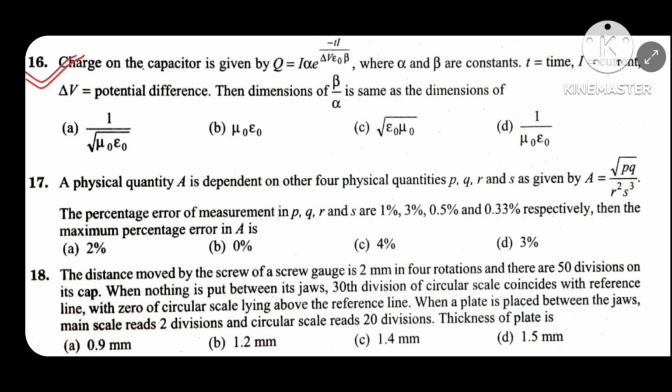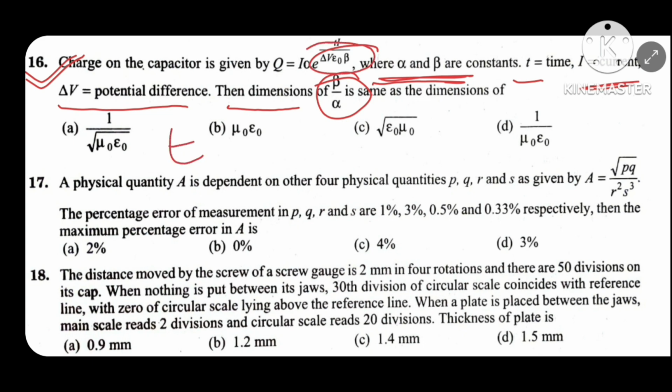Now question number 16. The charge on the capacitor is given by Q equals I alpha e to the power minus t I by delta V epsilon naught beta, where alpha and beta are constants. T is the time, I is the current, delta V is the potential difference. We have to calculate the dimension of beta by alpha. Now look at this, the power has no dimension. So look at this, t into I divided by delta V epsilon naught beta has no dimension.